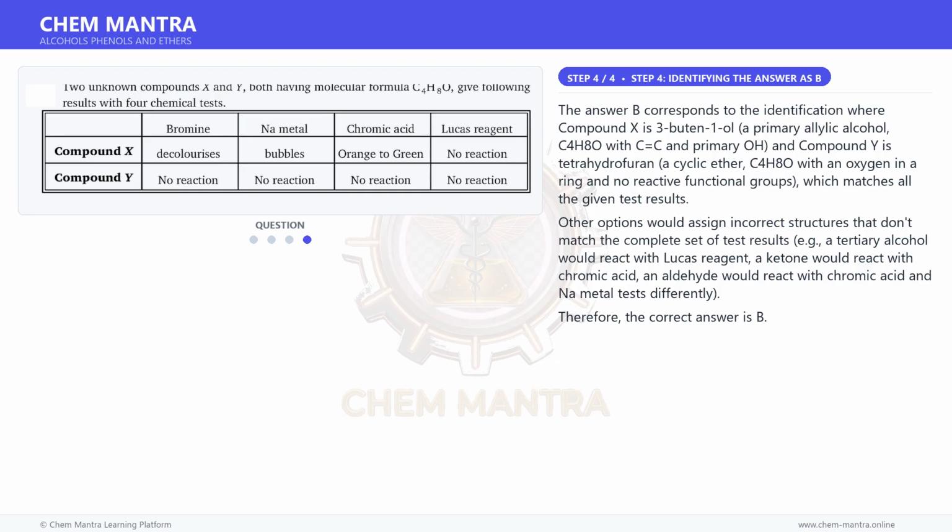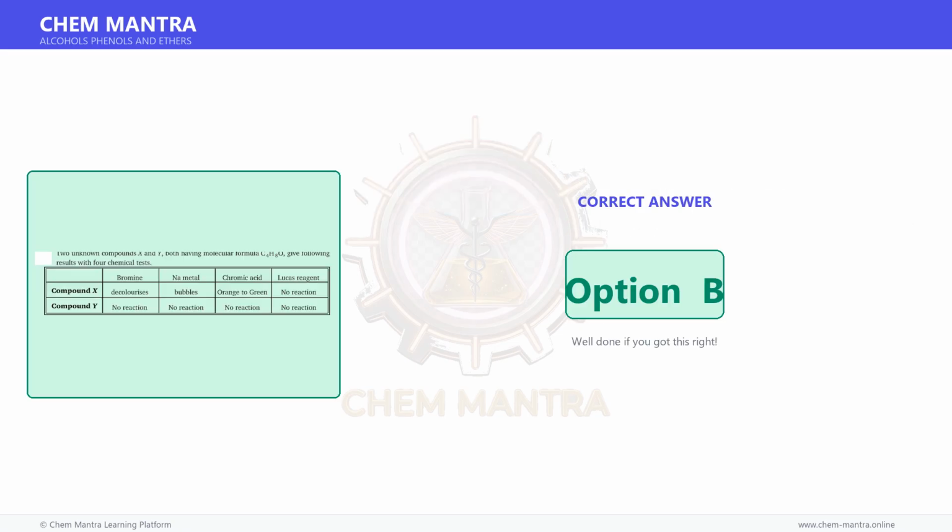Other options would assign incorrect structures that don't match the complete set of test results. Example, a tertiary alcohol would react with Lucas reagent, a ketone would react with chromic acid, an aldehyde would react with chromic acid and Na metal tests differently. Therefore, the correct answer is B. Therefore, the correct answer is option B.